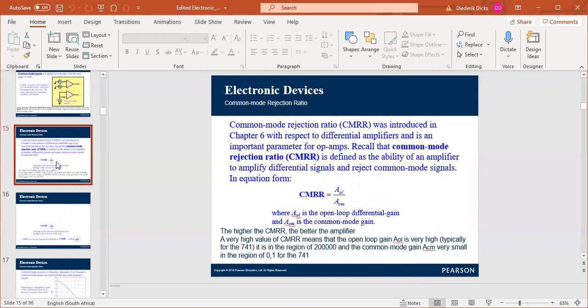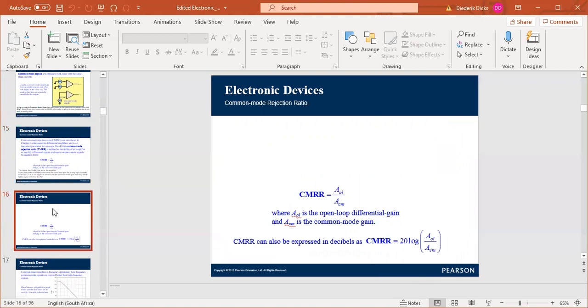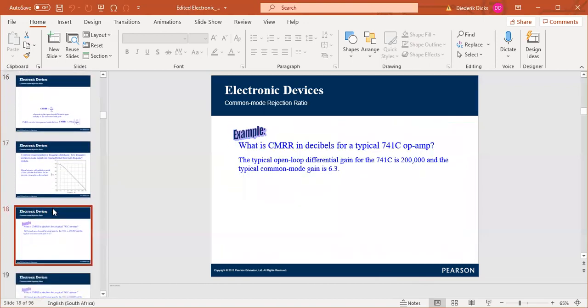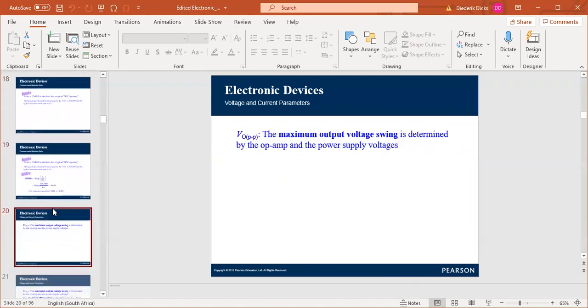There you can see a formula for common mode rejection ratio. That is equal to A open loop gain divided by A closed loop gain. Okay, there's just an example. What is the common mode rejection ratio? That is an example that you can go through by yourself.